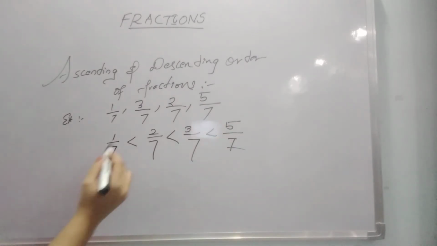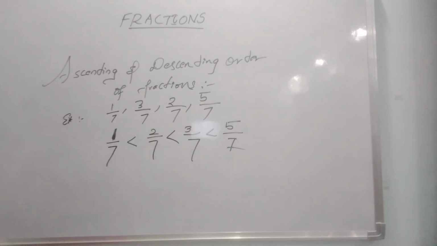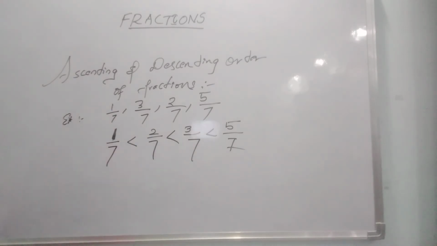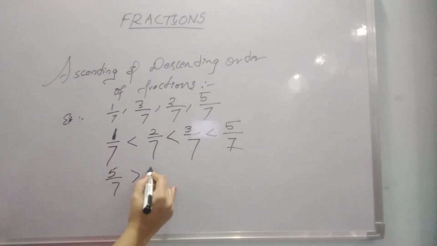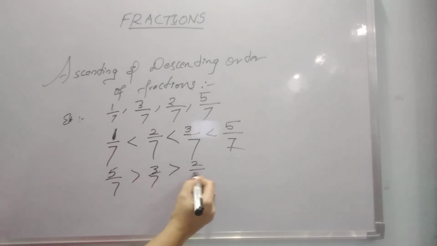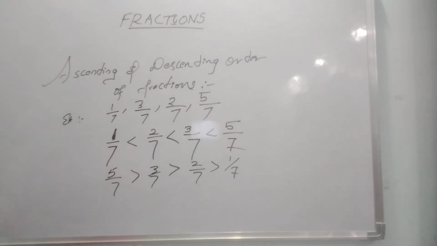like this. That means we have to see only numerators. Okay, we have to see only numerators. This is the ascending order of fractions and this is descending order. Okay, ascending order and descending order of like fractions.